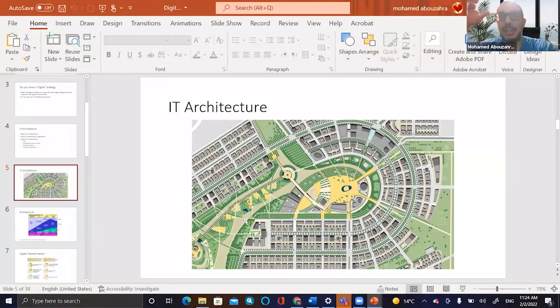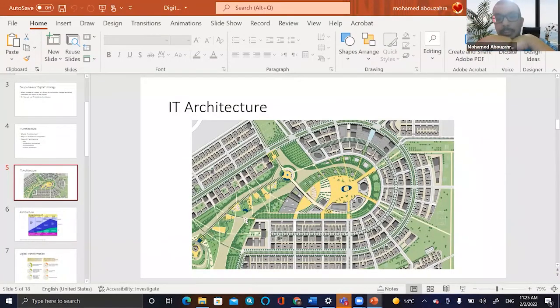So an IT architecture is a collection or a mapping of all the technologies that are used by the company, and the relationships between these technologies. IT architecture is very important because without it, every technology will be working independently, and therefore you won't get the full benefits of the integration of these systems.